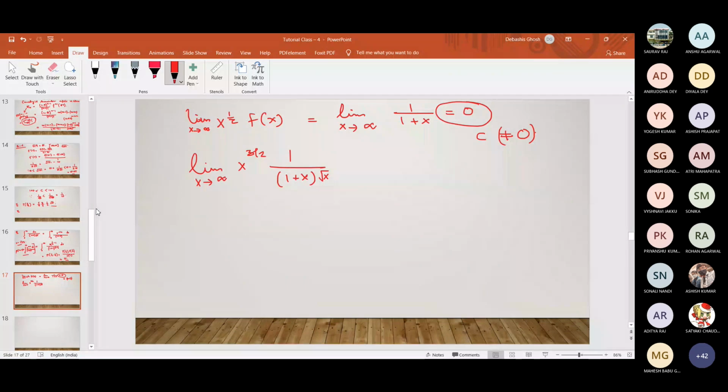Sir, in this question, can we apply this one directly? Because for the type from 0 to infinity, the function should be continuous at 0 also. But in this case, we have a root x in the denominator. So won't we have to split it into two integrals and then use the second type mu test?